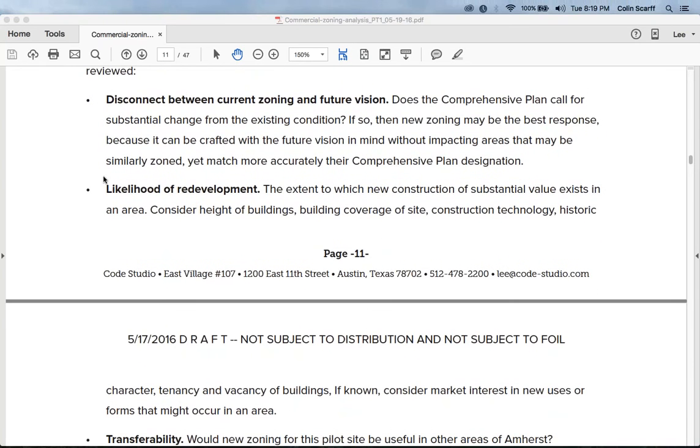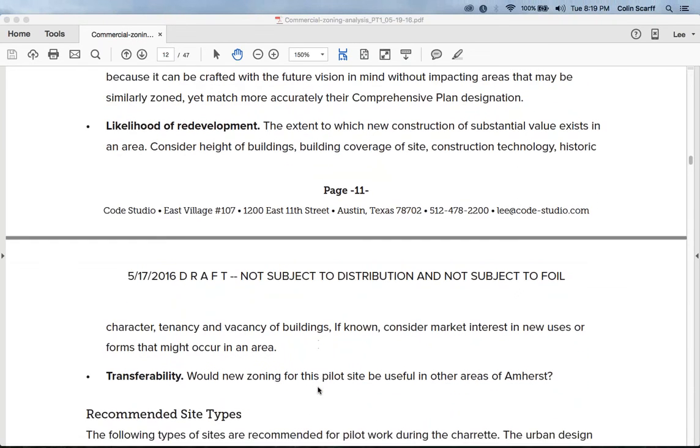The likelihood that a site will redevelop: has new construction already taken place in this area? As an example, University Place, which we were just looking at, is unlikely to change in the near-term future. These buildings were relatively recently built. We are not likely to replace those multi-story buildings anytime soon. So when you think about historic character, tenancy and vacancy in the buildings, etc., not an issue for University Place, but perhaps for other parts of town.